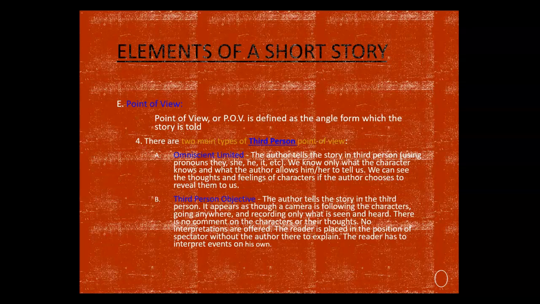And then there's third person objective, or third person omniscient. The author tells a story in third person. It appears as though the camera is following the characters, going anywhere, recording only what is seen and heard. There is no comment on the characters or their thoughts. No interpretations offered. The reader is placed in the position of spectator without the author there to explain. The reader has to interpret the events on his or her own.